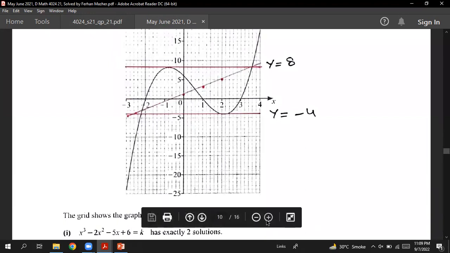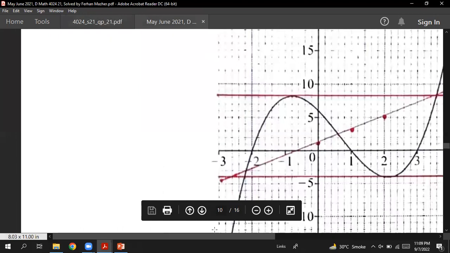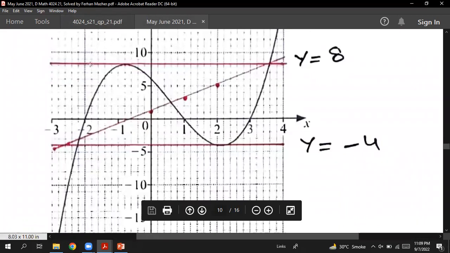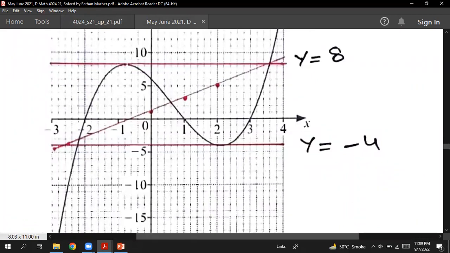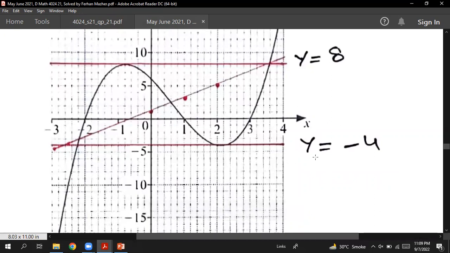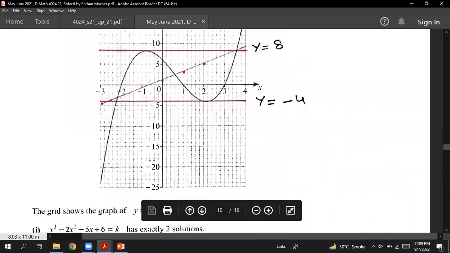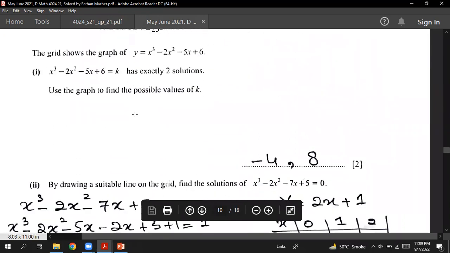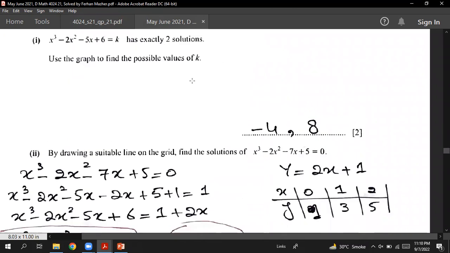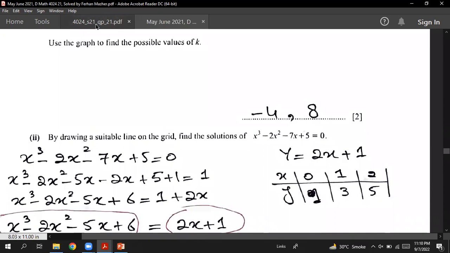So you can see that. Let me show you. Let me increase the size a bit more. Here you can see I have drawn this horizontal line. It cuts the graph at this point and at this point. So y equals 8. And this is the other horizontal line, which cuts the graph at 2 points. That line is y equals minus 4. So these are the two lines, and that was the question. So the values of k will be minus 4 and 8. I hope you understand this question.